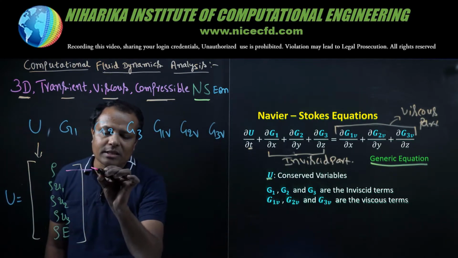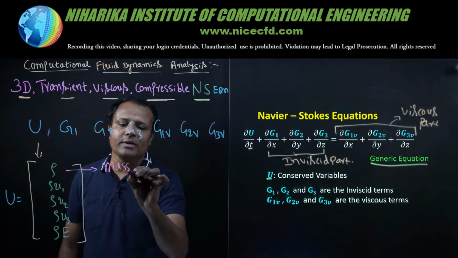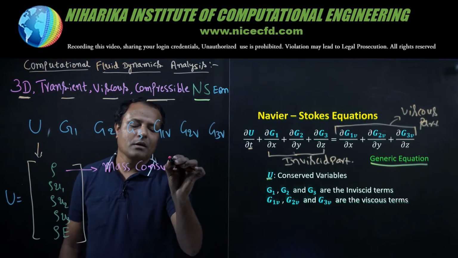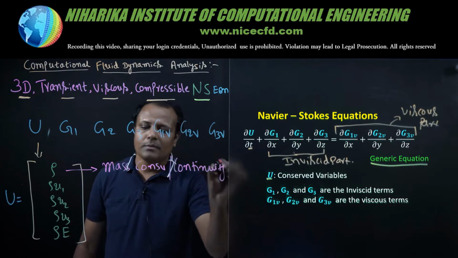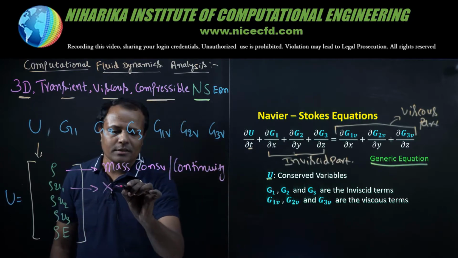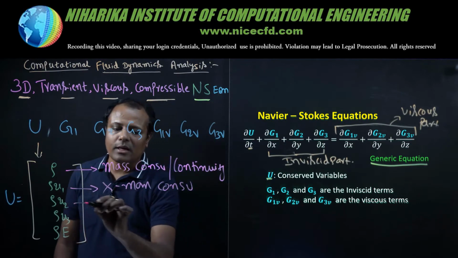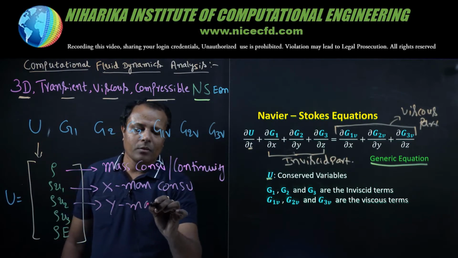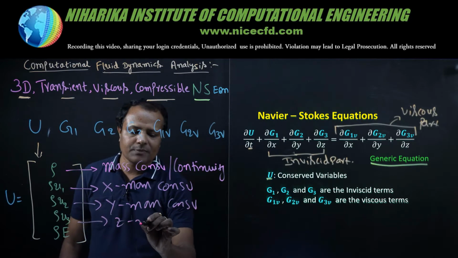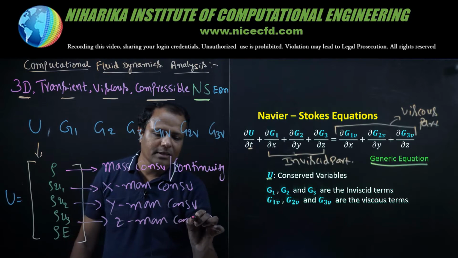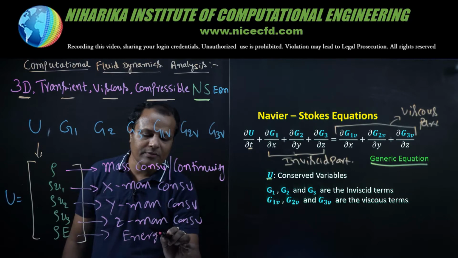Now, the first term in all the 7 matrices represents mass conservation or continuity. The second term represents X momentum conservation. The third term represents Y momentum conservation. The fourth term represents Z momentum conservation. The fifth term represents energy conservation.